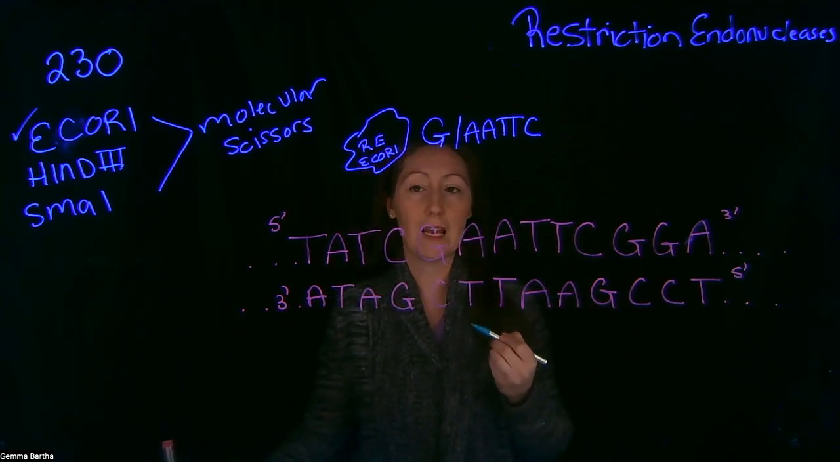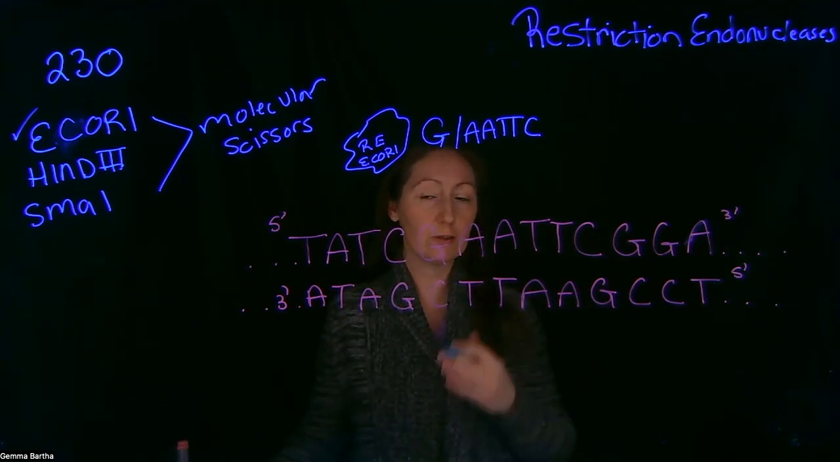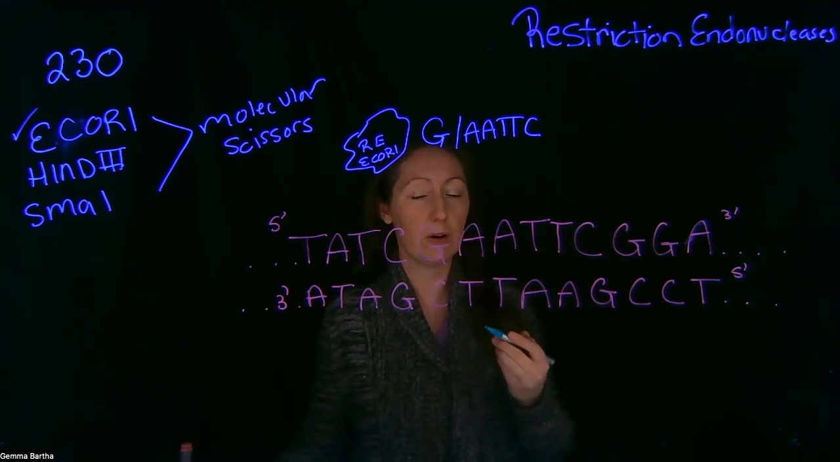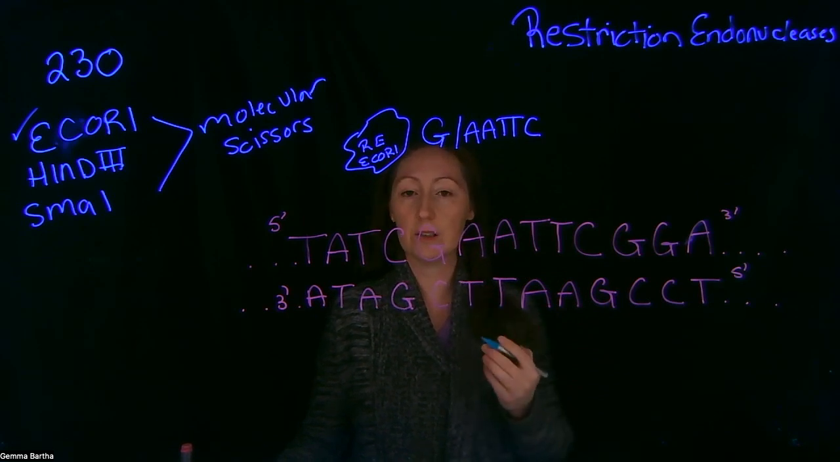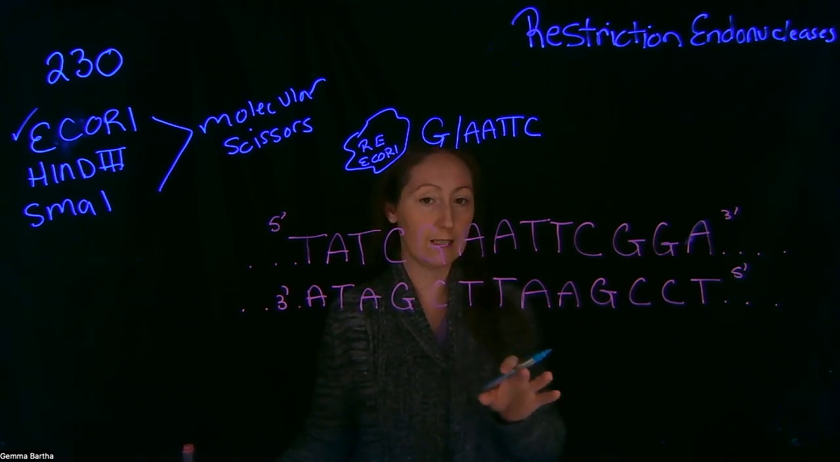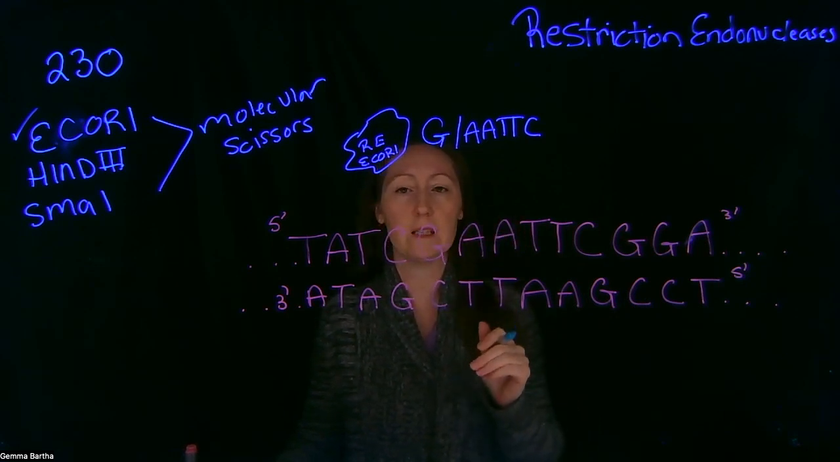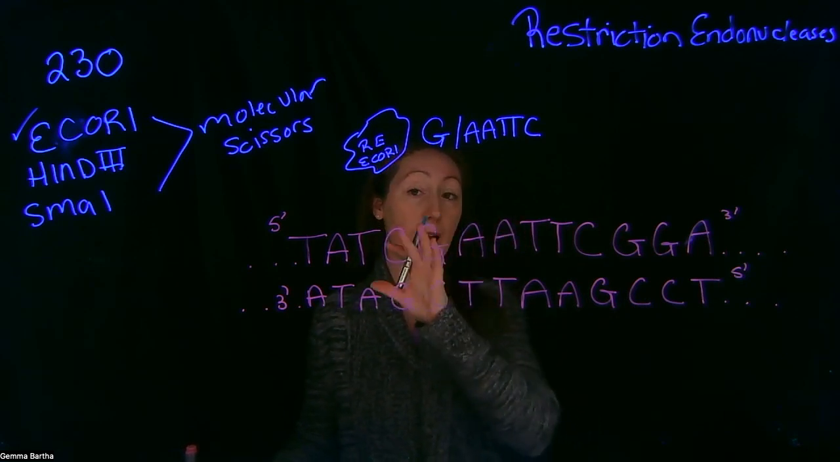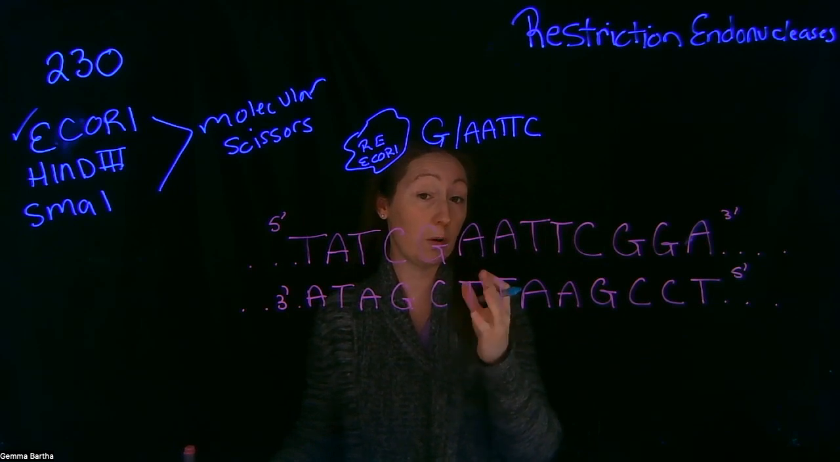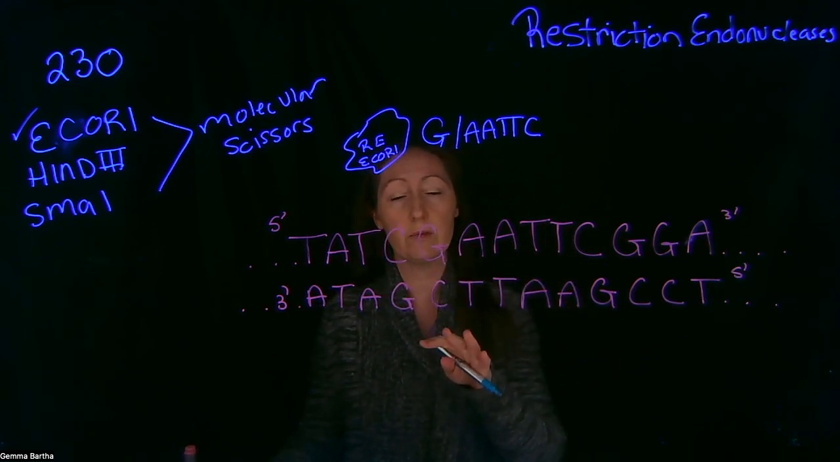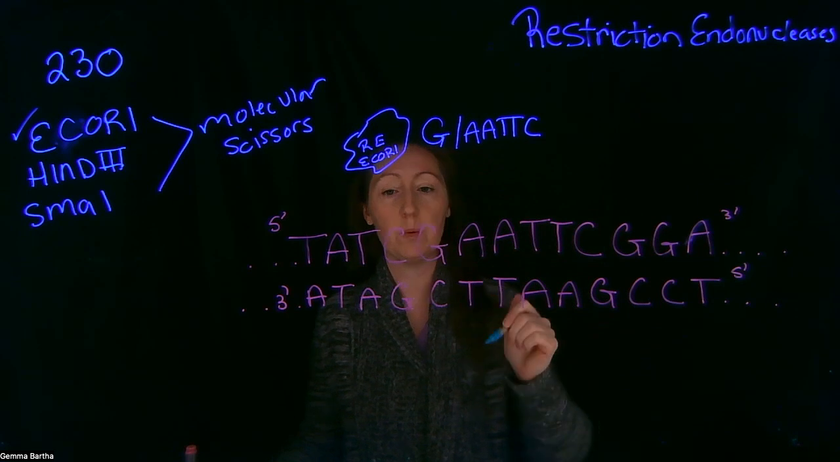EcoRI stands for the bacteria that it was extracted from and the type of restriction enzyme. So there are different types based off of different criteria that they have, and we're not going to get into the specifics of that. Eco is short for E. coli. So this was extracted from E. coli, and it is type 1.